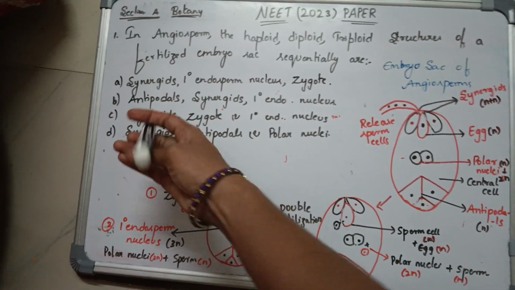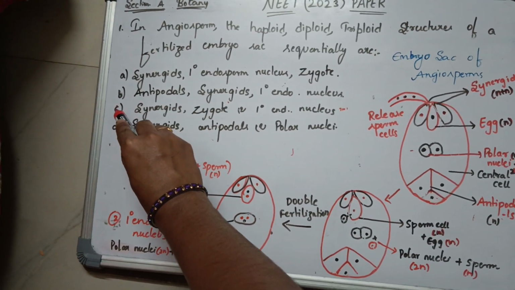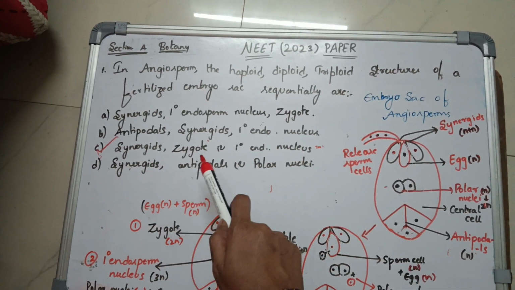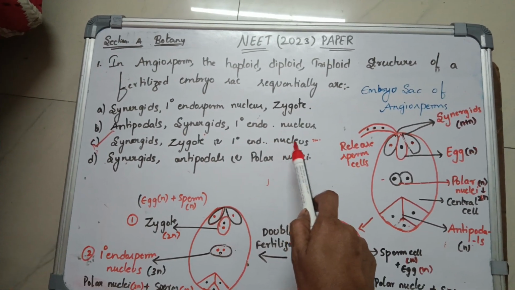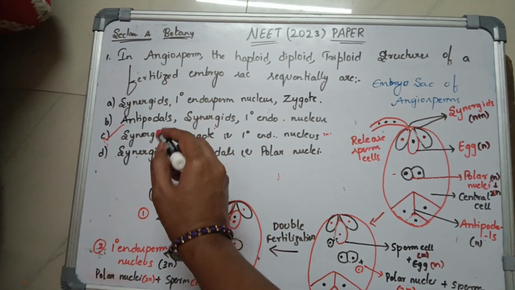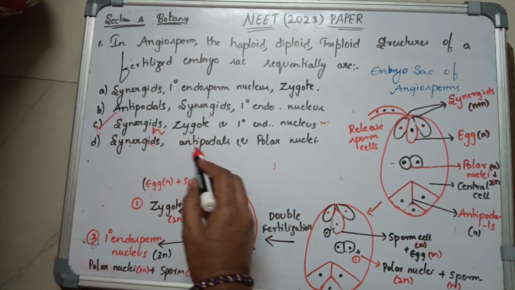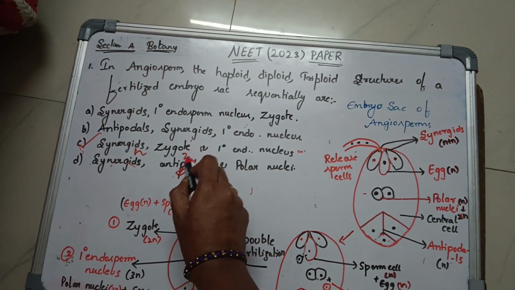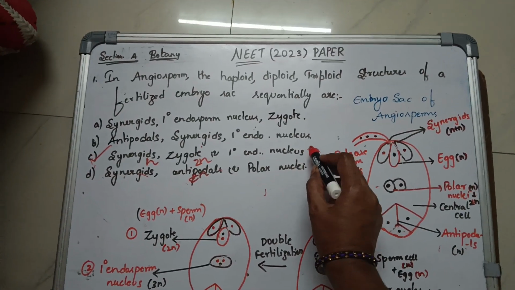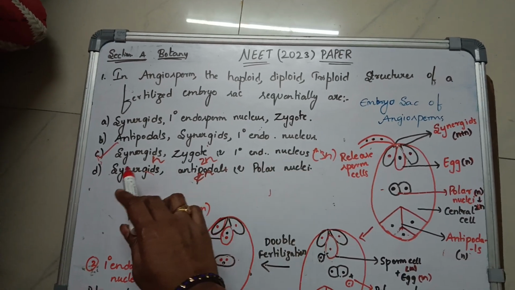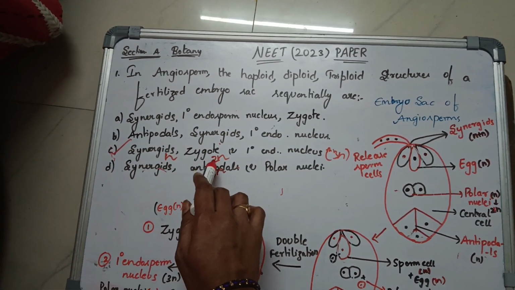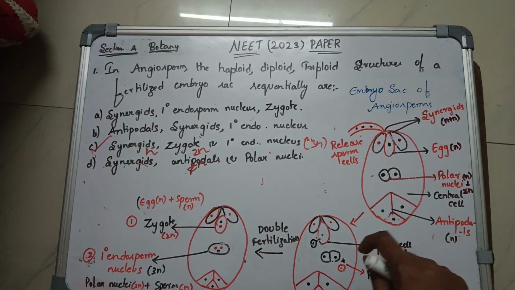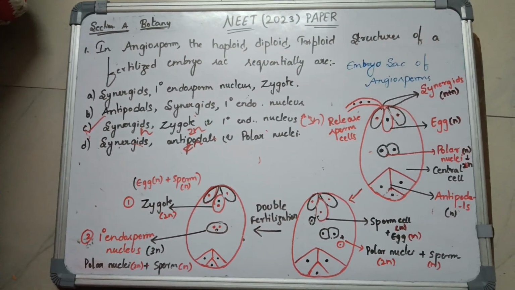So the correct answer here is option C. Why? Because we have to arrange them in haploid, diploid and triploid conditions, right? The synergids are haploid, n, the zygote is 2n, and the endosperm nucleus is 3n. So these are the haploid, diploid and triploid structures of the fertilized embryo sac. Okay. Thank you.